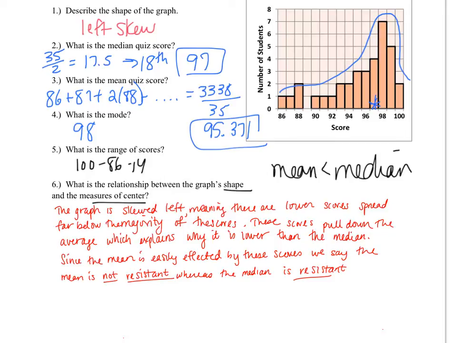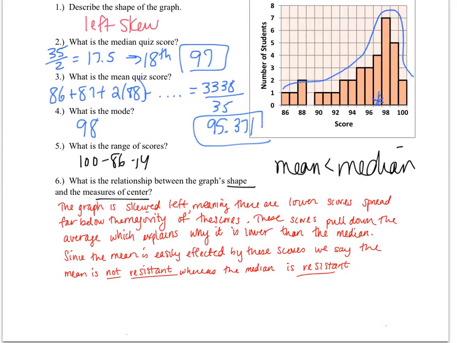Since the mean is easily affected by these scores, we say that it is not resistant, whereas our median is a resistant statistic. And these are words that we will talk about quite a bit: not resistant and resistant. And again, the fact that those few low scores can affect my mean by almost 2 percentage points shows just how non-resistant the mean is.